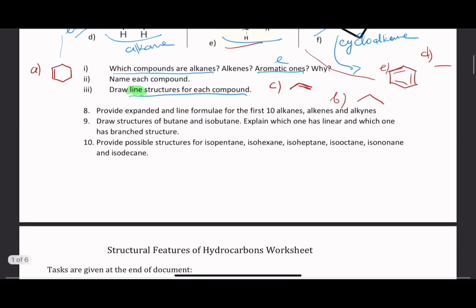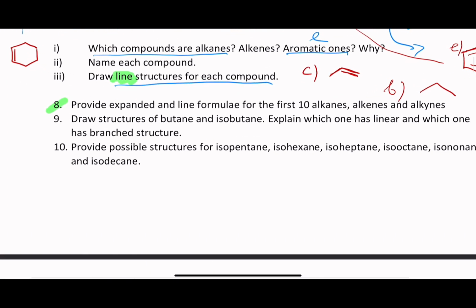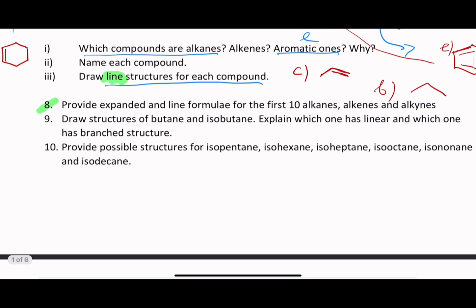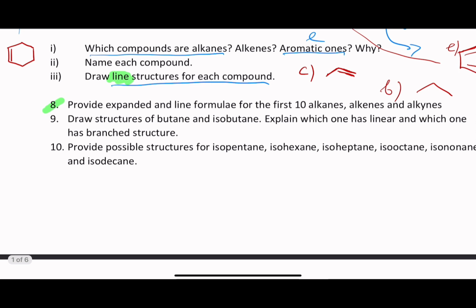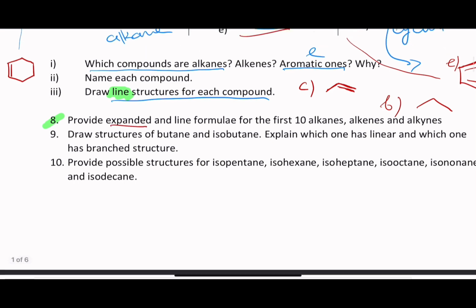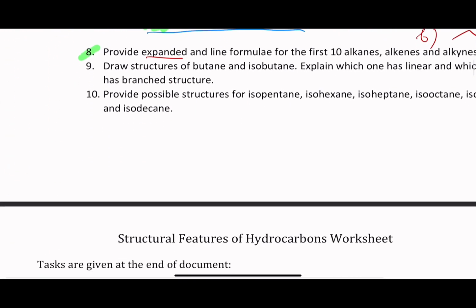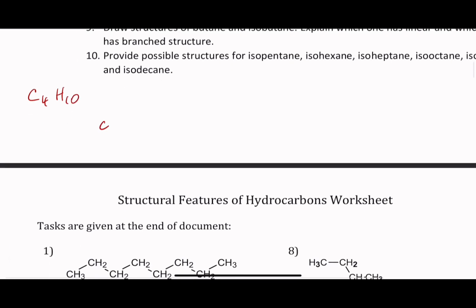Okay, now question 8. Provide the expanded and line formula for the 10 alkanes. I'm going to write down a few of them, not all of them. Actually, I will show one example. So for the expanded one, I'm going to show you butane. Butane is like this. I have 4 carbons, right? 4 carbons, and then hydrogen is going to be 2 times 4 plus 2, which is 10. So I got 4 carbons, CH3, CH2, CH2, and CH3.